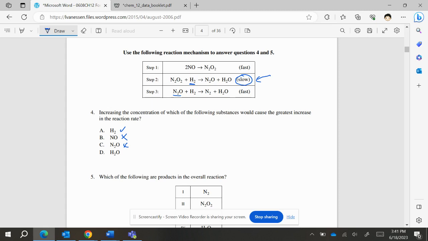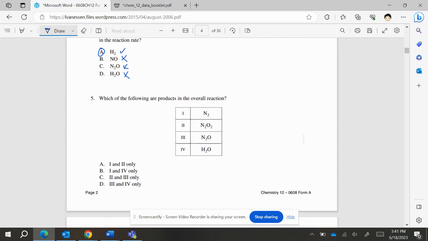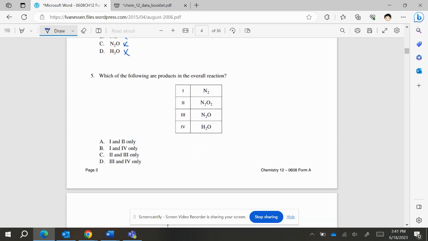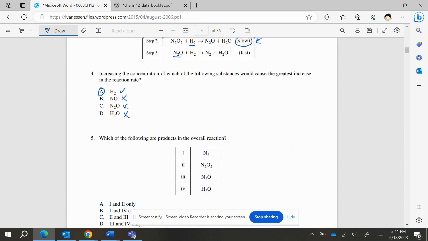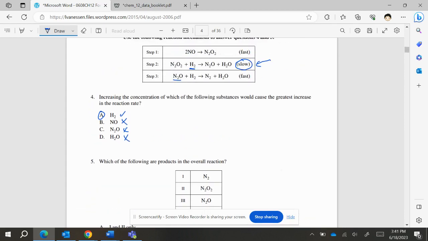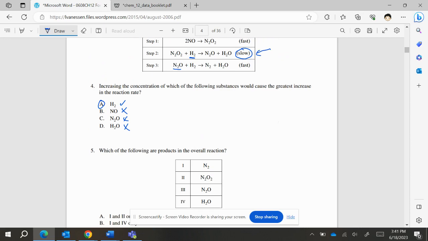H2O is just a product, so that actually won't do anything for this thing. So that's our answer right there. Number 5, which of the following are products in the overall reaction? So let's find out what the products are right here.